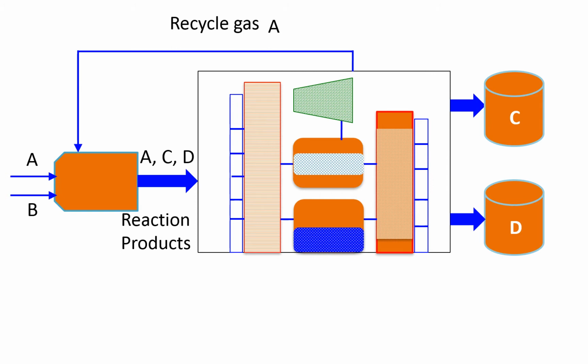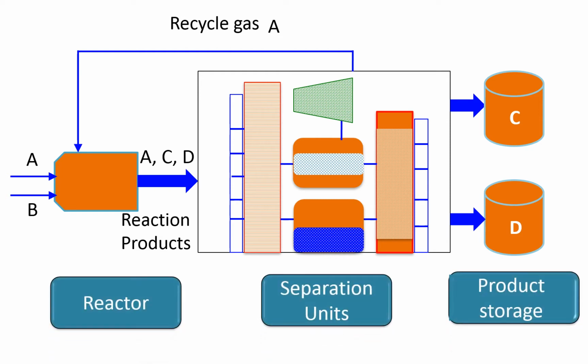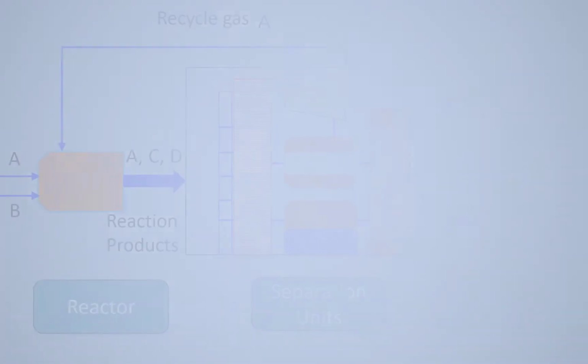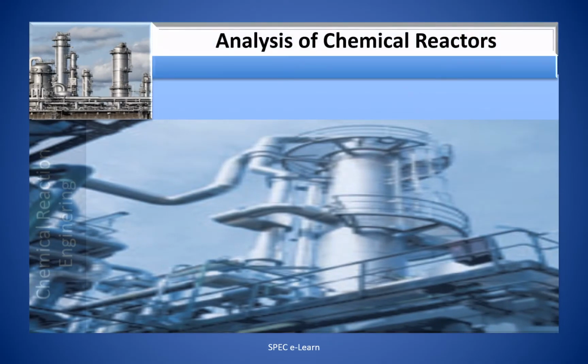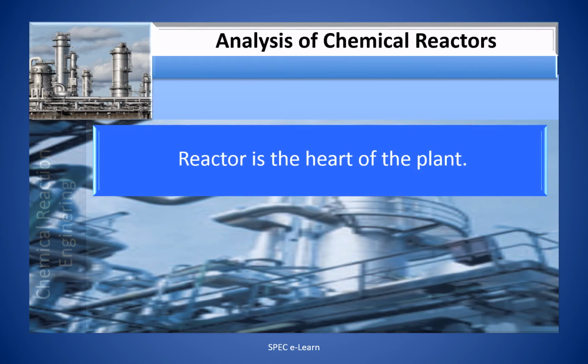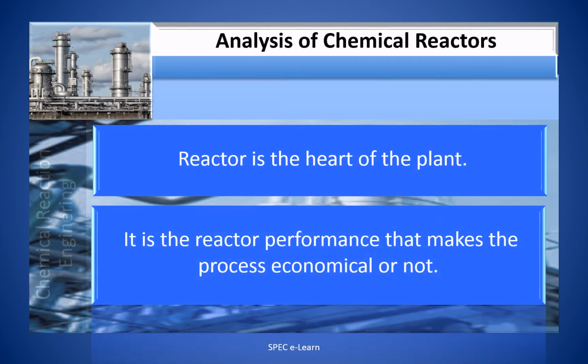Take a look at this picture. It is an illustration of a chemical processing plant. It consists of a reactor, separation units consisting of a series of separation equipment, and product storage tanks. The reactor is the heart of the plant. It is the reactor performance that makes the process economical or not.